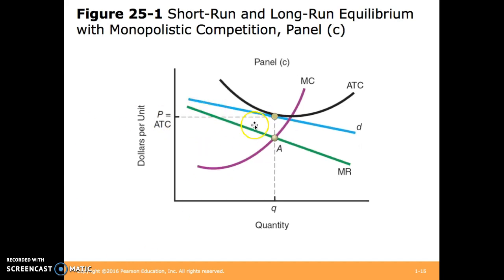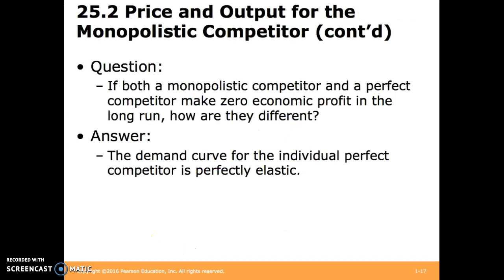In the long run equilibrium, however, things shift so that where marginal cost and marginal revenue are equivalent, we're producing at the point where average total costs and average revenue are equivalent, and so our economic profit is equal to zero. The key difference between a monopolistic competitor and a perfect competitor is the perfect elasticity of the demand curve for the perfect competitor.